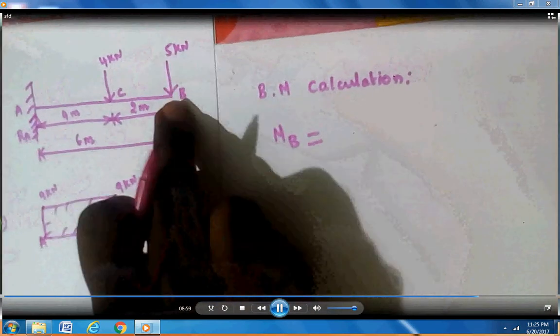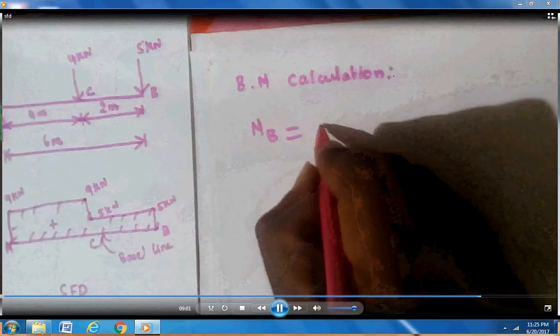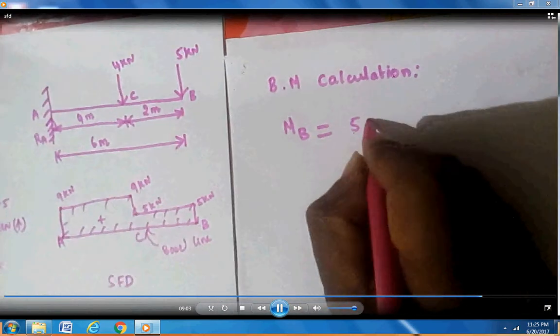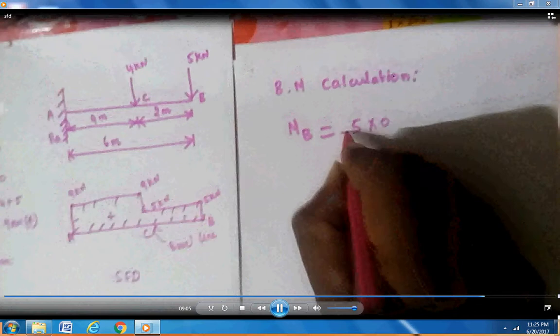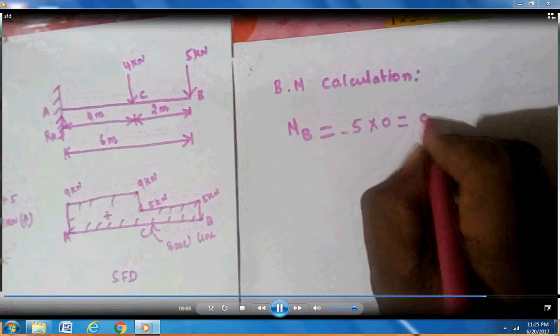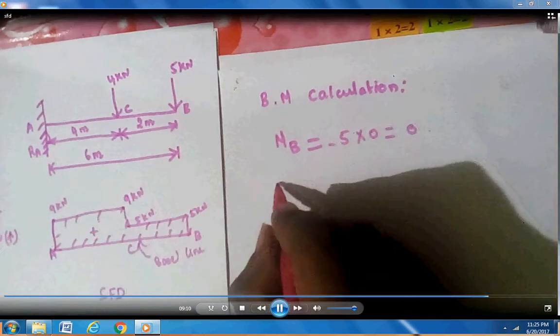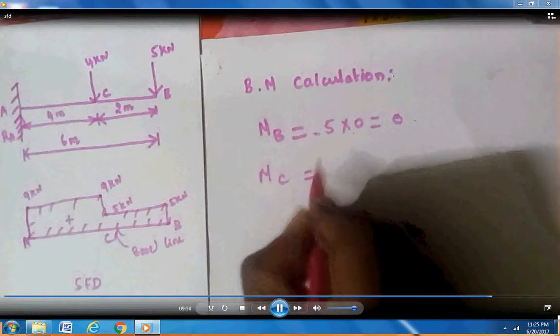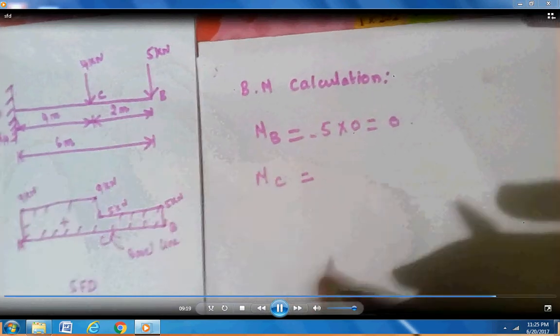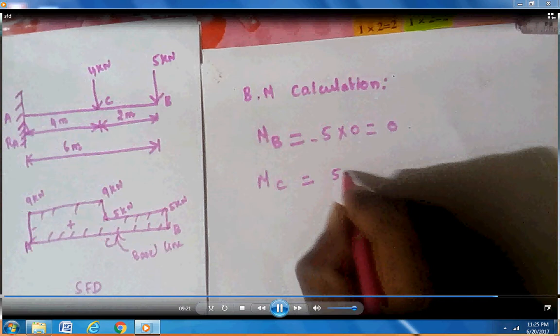So first calculate the bending moment at B, that is free end. At the free end there is only one load, that is 5 kilonewton. From 5 to B there is no distance, so distance is 0, so load into distance, 5 into 0, equal to 0. Then bending moment at C, right side only one load, that is 5. From 5 to C the distance is 2, so 5 into 2.